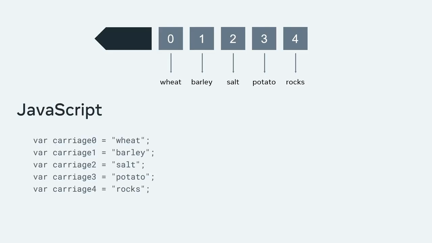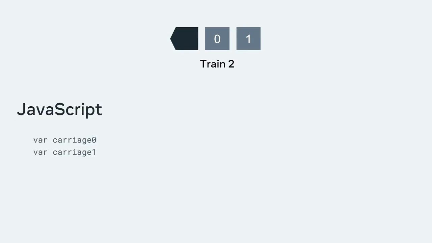You can use the same approach to model your entire train. Let's say you do just that and end up with 5 variables of different values. You've just built a train with 5 carriages, each holding different cargo. Now let's make things interesting and introduce a second train. This one only has 2 carriages, with the number 0 and 1 painted on the sides. Seems pretty simple, right? Well, you can't use the variable names carriage0 and carriage1 because they're already taken.